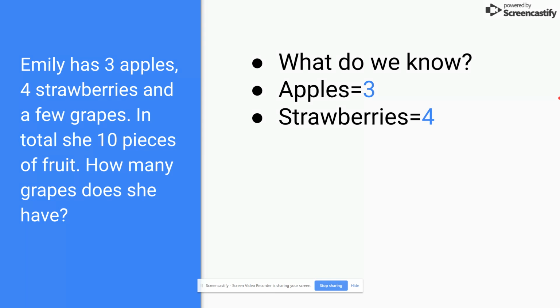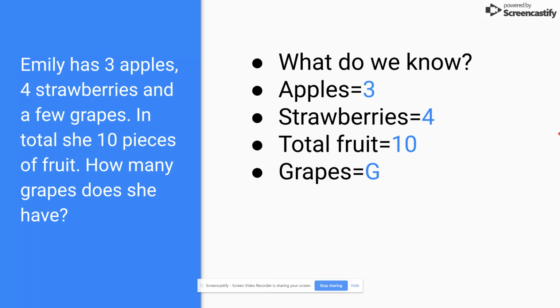We also know that she has 4 strawberries. As well, we know that her total amount of fruit is 10. So we could say that the total fruit is 10. We also want to find how many grapes she has. So that's what we're finding, her grapes. So we can represent this using a capital G.